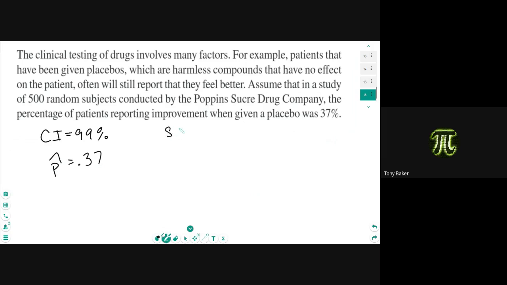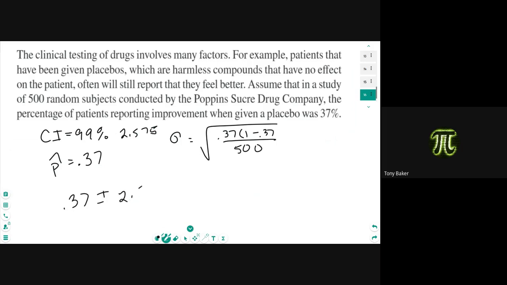So my standard deviation is the square root of 0.37 times 1 minus 0.37 over 500. Then I have 0.37 plus or minus. The Z was 2.575? Yeah. So 2.575 times whatever your standard deviation was.